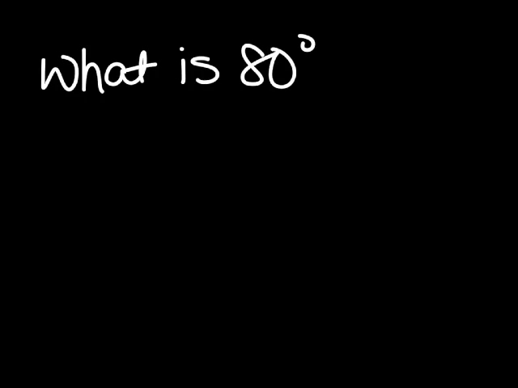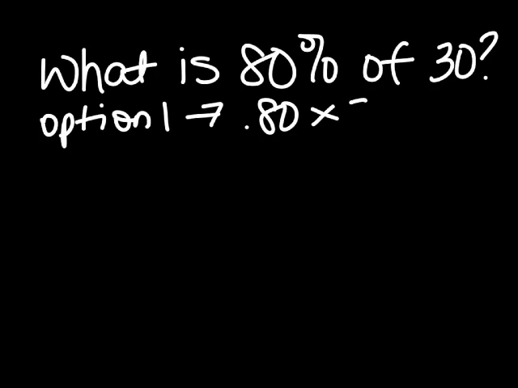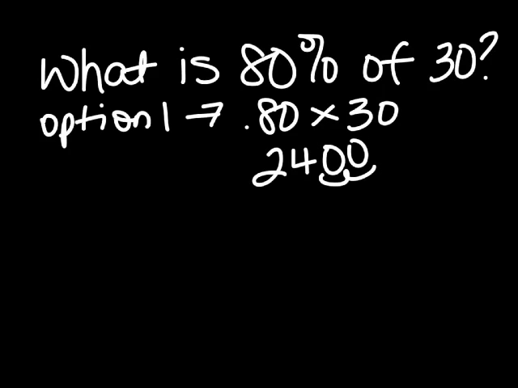So let's do another one. What if I say, what is 80% of 30? Okay, so option 1 would be to change 80% into a decimal, where you have 0.8 times 30. So you would have, ignore the decimals for a minute, and you would have 24. 8 times 3 is 24. Add your zeros, and then bring them back.